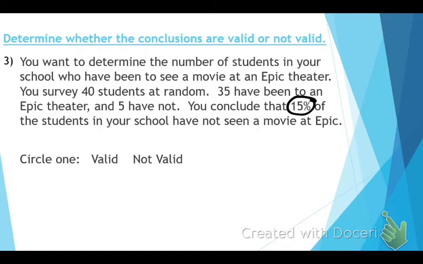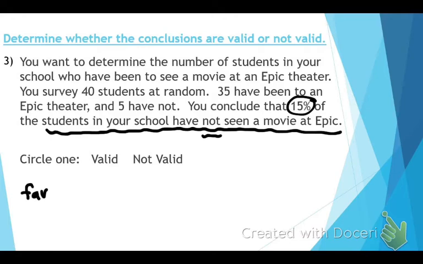I want us to always focus on who we are looking for. In this case, underline this for me: students in your school who have not seen a movie at Epic. I want you to double underline the word not. So in this case, we are figuring out favorable divided by the total. Favorable, if you remember, is what we're looking for. We are looking for people who what? Have not been to Epic.